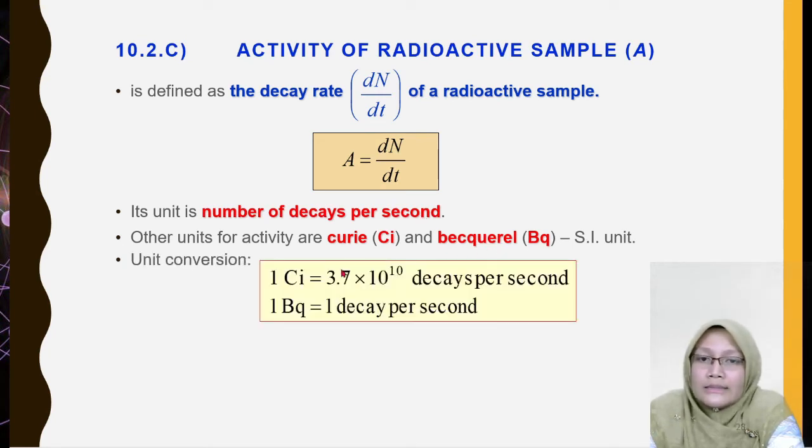Okay, tapi 1 Curie bersamaan dengan 3.7 × 10^10 decay per second. Dan 1 becquerel sama juga dengan 1 decay per second. So maksudnya 1 becquerel ni samalah 1 decay per second. Ni adalah SI unit becquerel.